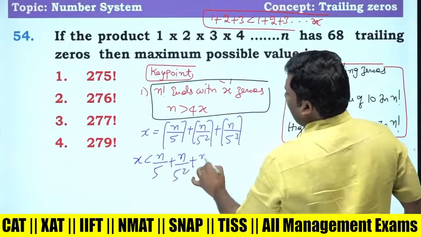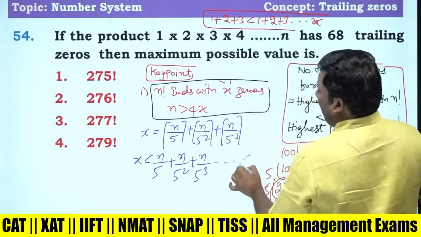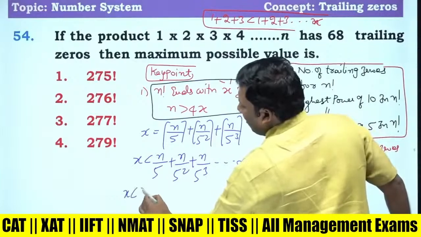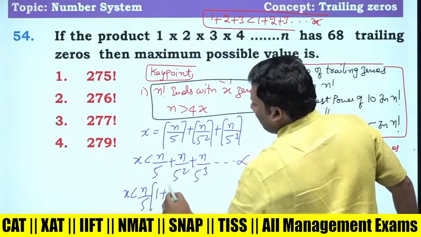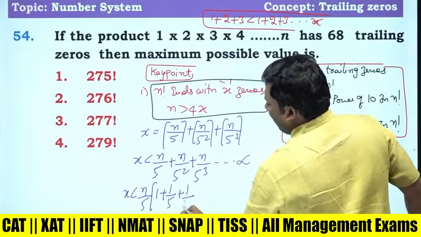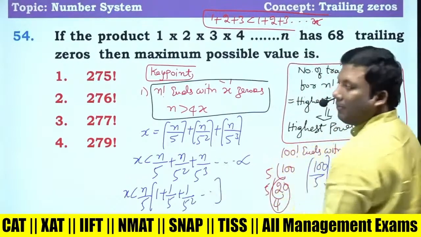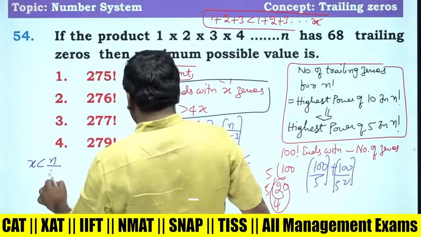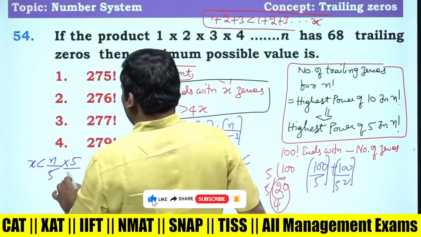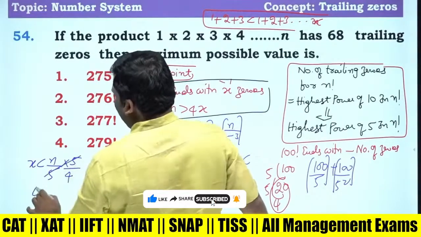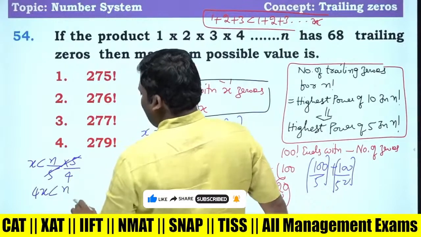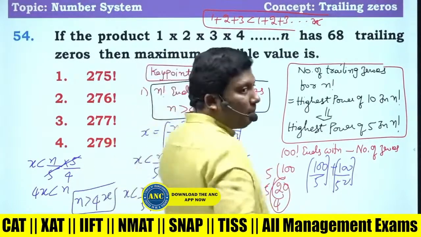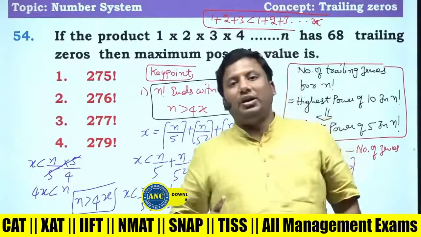n by 5 square, n by 5 cube, and so on up to infinite. If I take n by 5 common, this will be 1 plus 1 by 5, 1 by 5 square, and so on. So x is less than n by 5 into 4 by 5 by 4, which gives 4x is less than n. N is greater than 4x. Extremely important key point, sir. Very, very important key point.